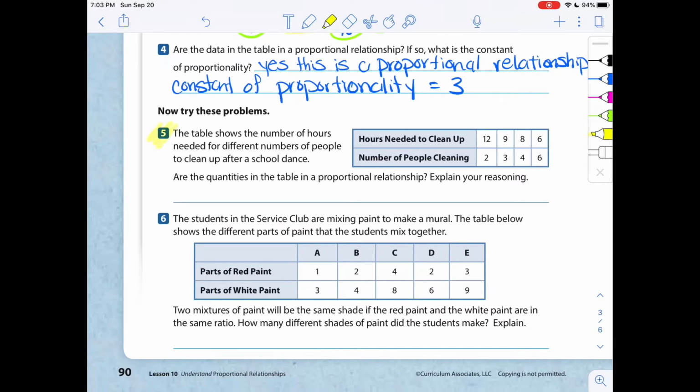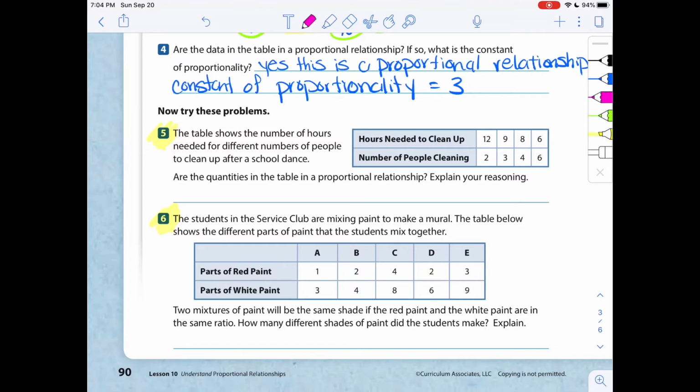Now I want you to look at 5 and 6. Pause the video and answer the questions. Number 5 wants to know if the quantities in the table are proportional. The table shows the number of hours needed for different numbers of people to clean up after a school dance. Are the quantities in the table proportional?